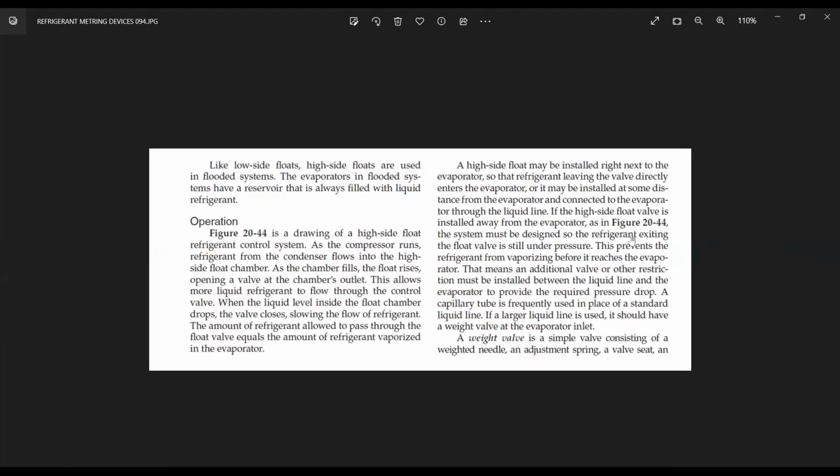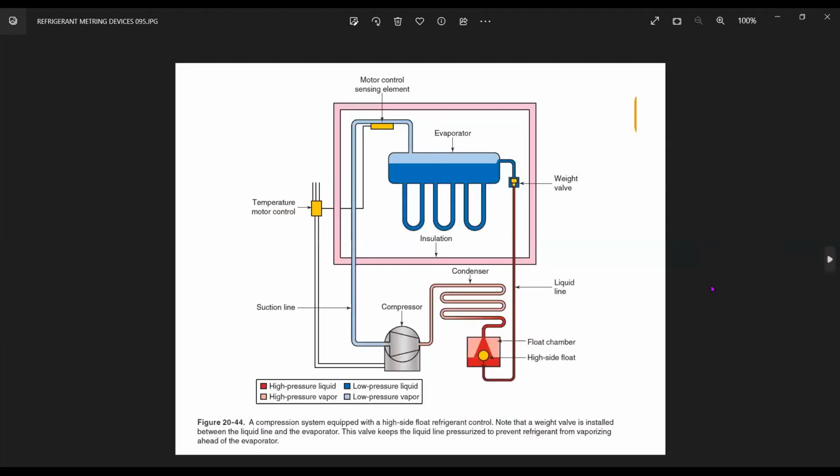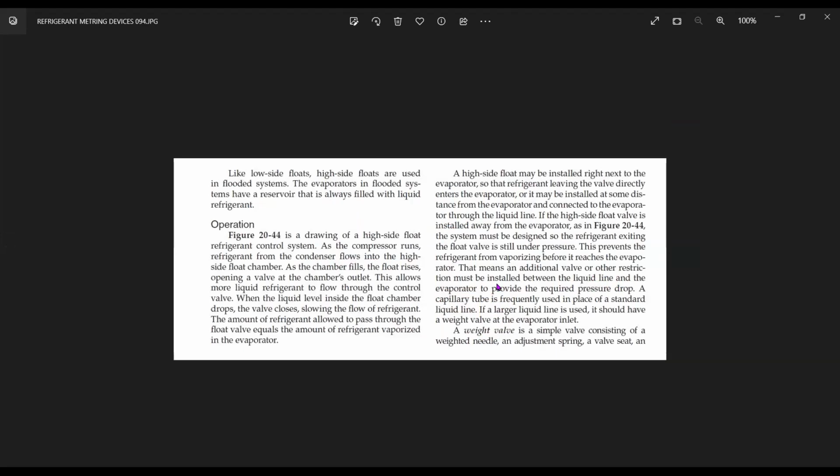Now, this prevents the refrigerant from vaporizing before it reaches the evaporator. That means an additional valve or other restriction must be installed between the liquid line and evaporator to provide a required pressure drop. As you see here, यहाँ पे weight valve लगा दिया additional. So this gives a required pressure drop that will prevent the refrigerant from vaporizing, because it is a little bit away from the evaporator. You don't want that. You want the pressure drop to be there. So there will be a little bit of back pressure.